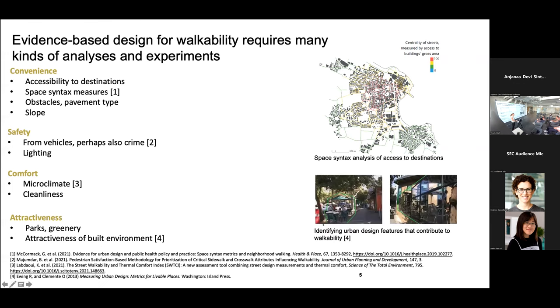And then there have also been some analyses of the urban design features and attractiveness of streets that affect people's willingness to walk somewhere. And the thing that we focused on in the virtual reality experiment was this last one. So particularly the attractiveness of the built environment, and how you could measure how the built environment's attractiveness specifically affects how much people want to walk.